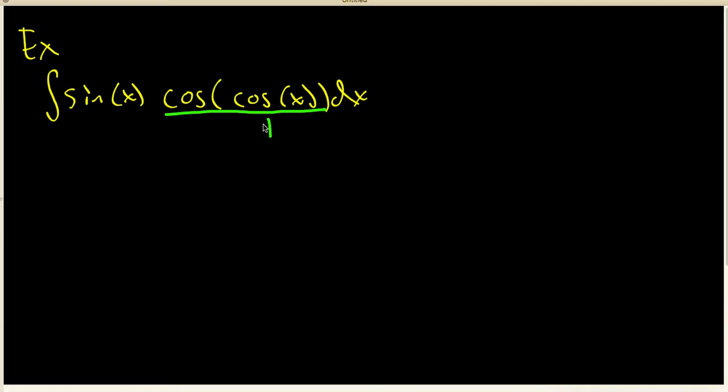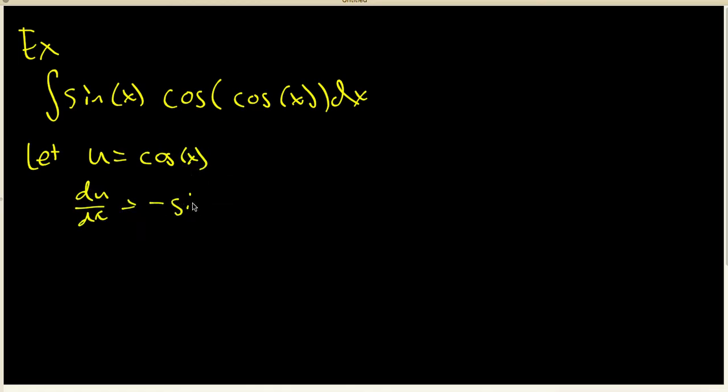And the inside function is cosine x, and the derivative of cosine x happens to be minus the sine of x, and there's the sine of x, and since minus the sine of x is just -1 times sine x, I can patch this one up. In other words, it is reasonable to let u be cosine of x. du dx then is minus the sine of x. So du is going to be minus the sine of x dx.